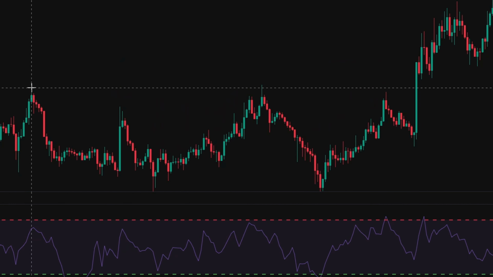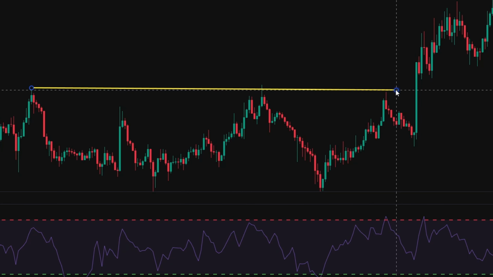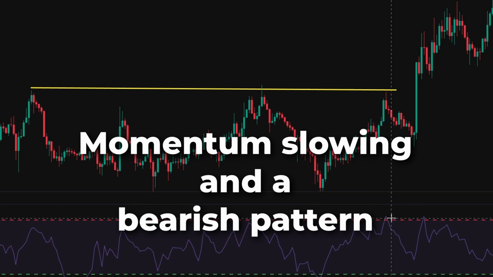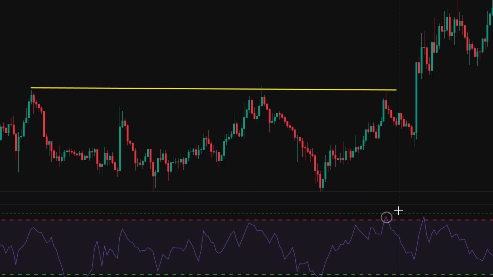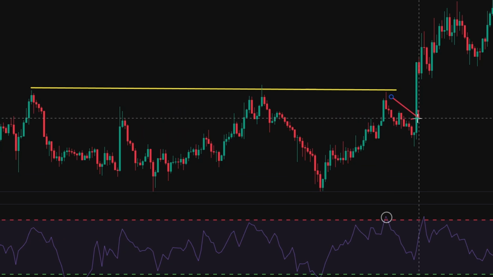Example 2. Price hits resistance and bounces downward, confirming its strength. As the price approaches that level again, we see momentum slowing and a bearish pattern forming. MFI is in the overbought zone, confirming that buyers are losing strength. This signals a potential short trade.